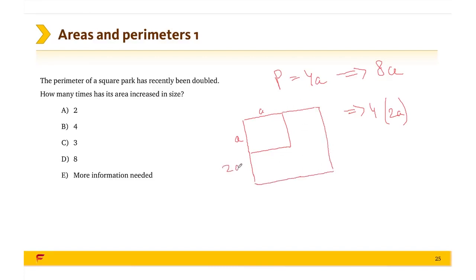So this is the new length, and then the area is 2a squared, which is 4a squared, which is 4 times the initial area. Therefore, the area of the park has increased 4 times.